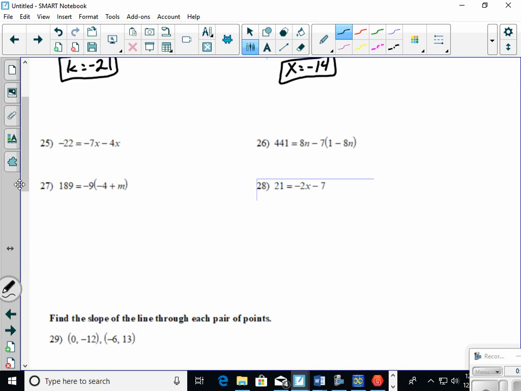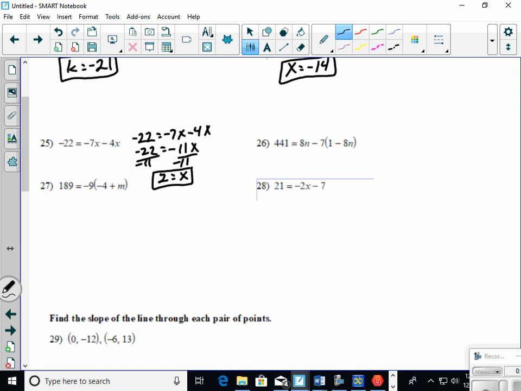25. Negative 22 equals negative 7x minus 4x. In this case, we can combine the x's. Negative 22 equals negative 7 minus 4, both negatives, so we can combine them, keep the negative. Negative 11x. And now we can divide by the negative 11 to get the x by itself. Our x is going to be 2 there.